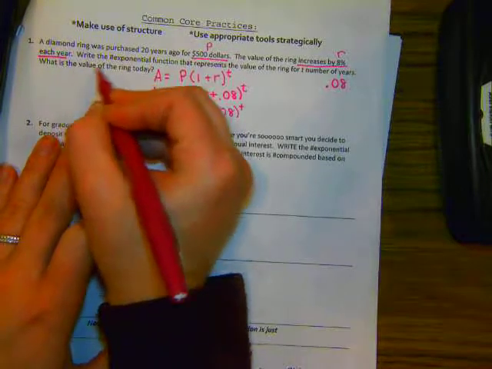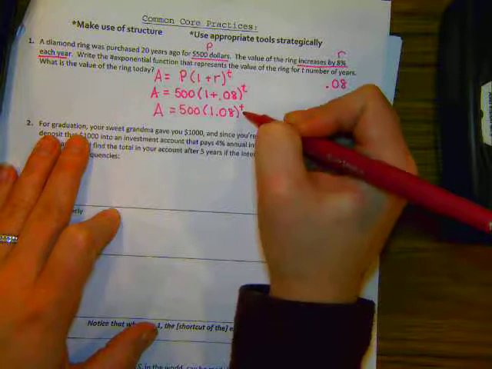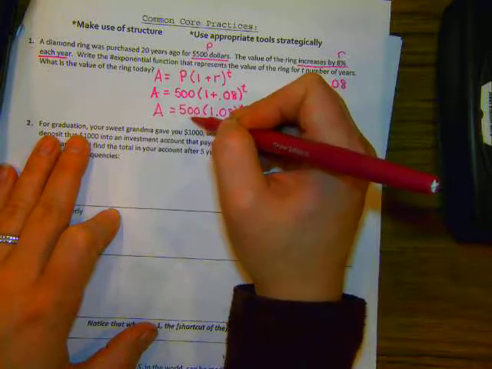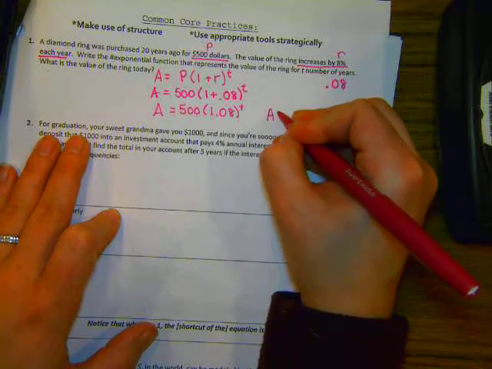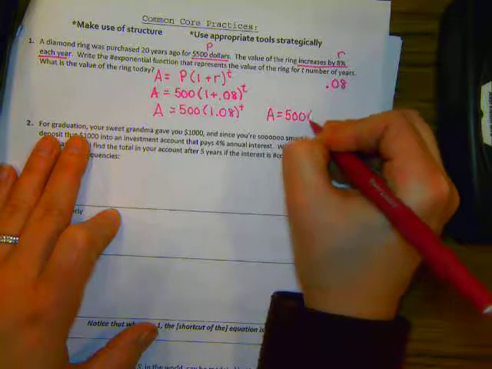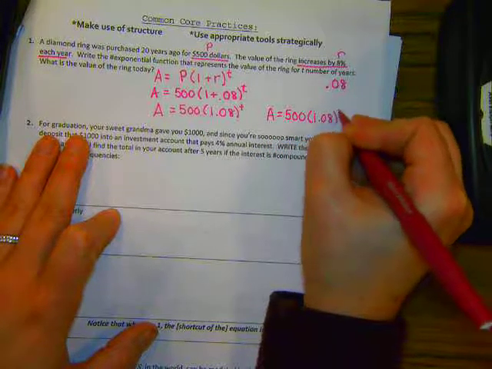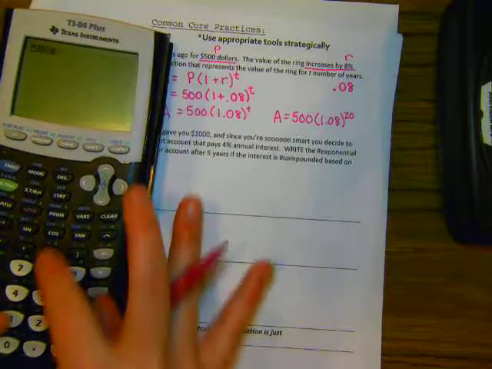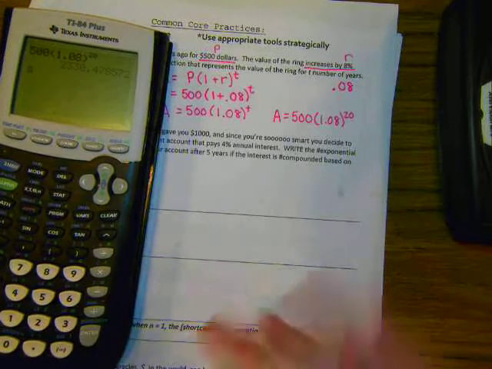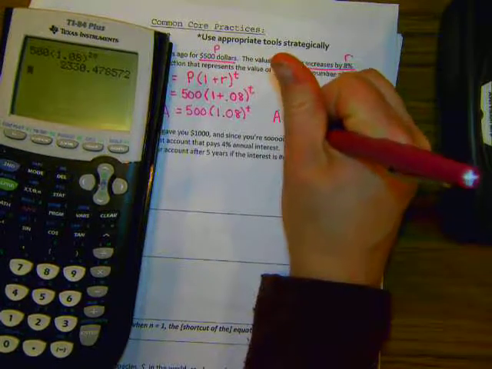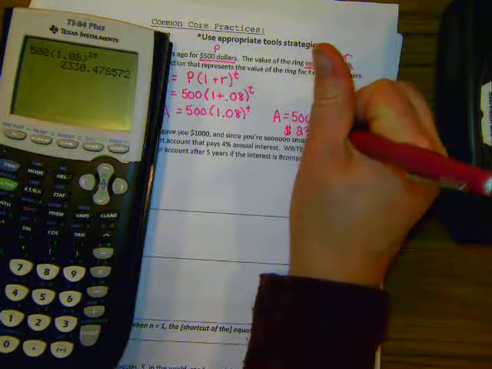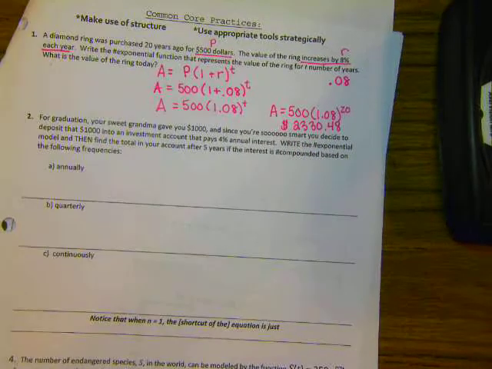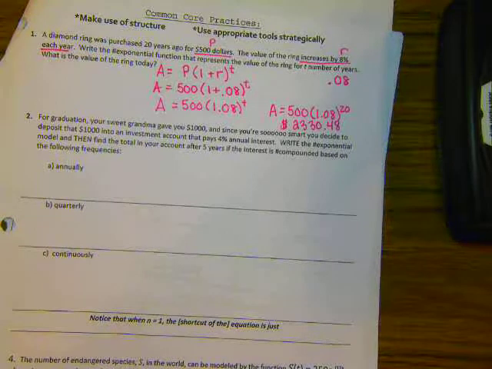Then you want to use the model to answer this question. It says, what is the value of the ring today? So it's saying 20 years ago. So I want to know 20 years since it was worth 500. So I'm going to plug or substitute 20 in for T as the exponent. So I got the ring is now $2,330 and about 48 cents. And that's all there is to it, guys.